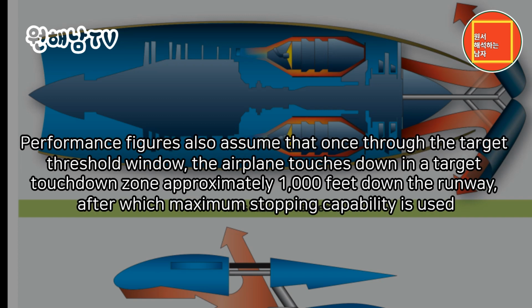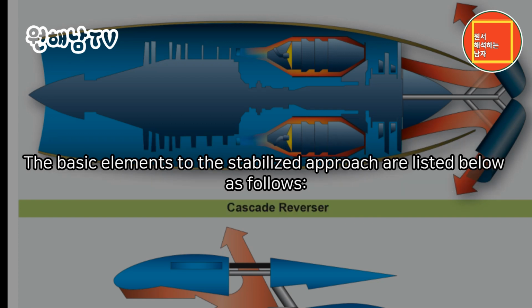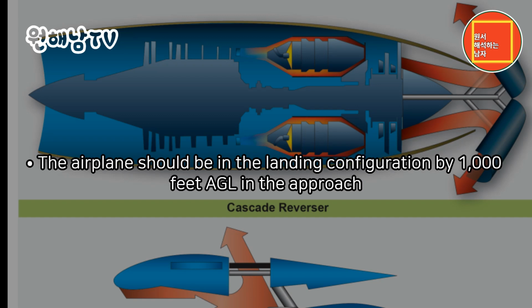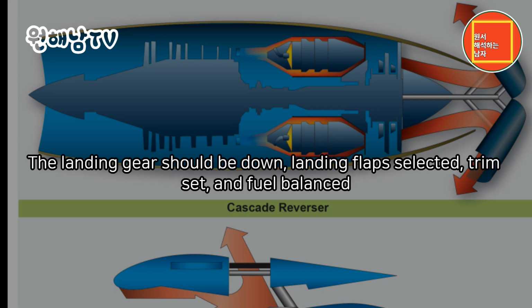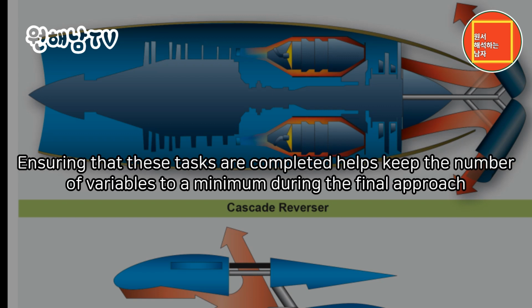Performance figures also assume that once through the target threshold window, the airplane touches down in a target touchdown zone approximately 1,000 feet down the runway, after which maximum stopping capability is used. The basic elements to the stabilized approach are listed below as follows. The airplane should be in the landing configuration by 1,000 feet AGL in the approach. The landing gear should be down, landing flaps selected, trim set, and fuel balanced. Ensuring that these tasks are completed helps keep the number of variables to a minimum during the final approach.